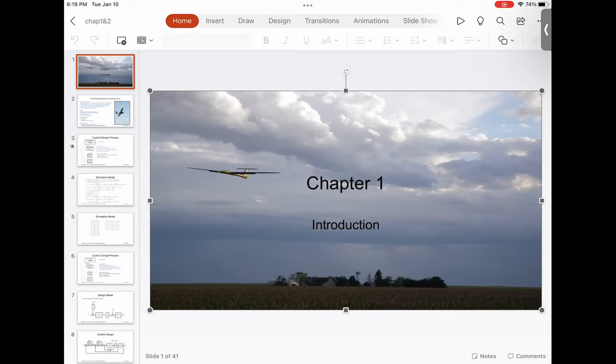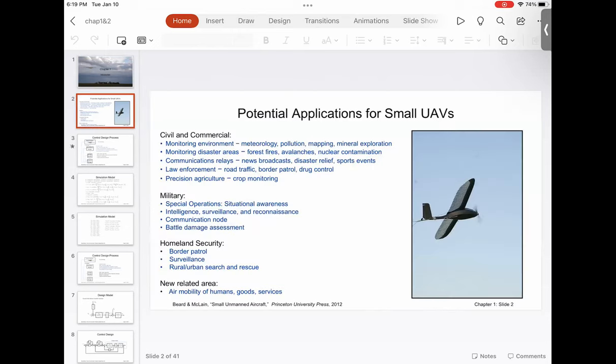That is what we would use for the first part. So what are the different applications of small UAS? UAS is uncrewed aerial vehicles or uncrewed aerial systems. They can be used to monitor the environment and to monitor disaster areas. They can be used as communication relays for law enforcement, precision agriculture, and so on. There are a lot of military applications of drones.